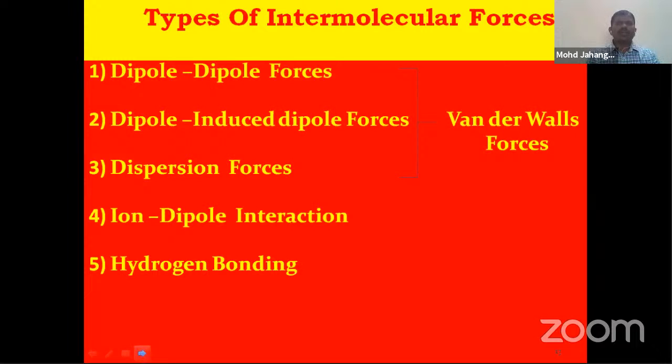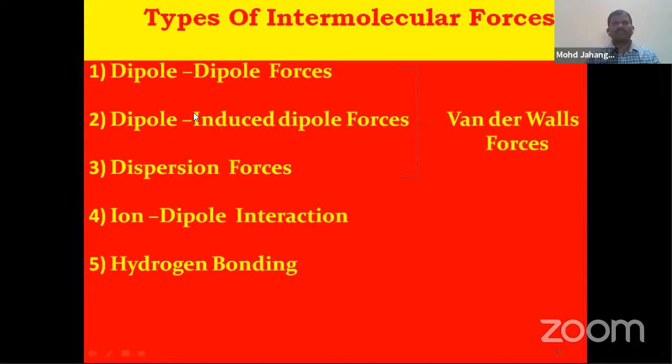Intramolecular forces are studied in detail in the chemical bonding chapter. Ionic bond, covalent bond, coordinate covalent bond, and the remaining are all learned in the chemical bonding and molecular structure chapter. So here we are going to discuss intermolecular forces, and how many types of intermolecular forces there are, that we will discuss here.